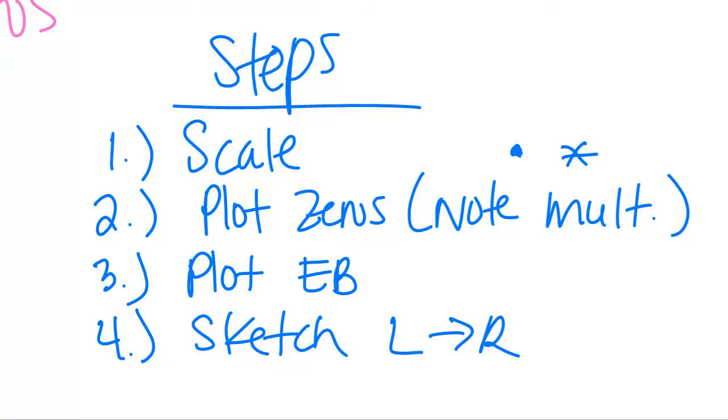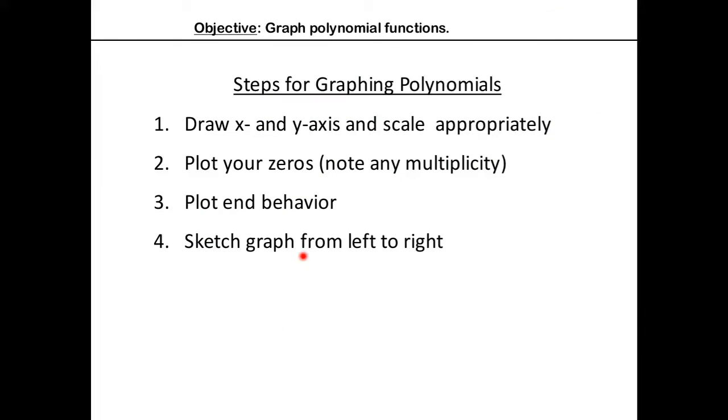All right, so let's look at our first example. The steps are here, but again, they're not on your paper, which is why I wanted you guys to copy them. But steps for graphing: first, the x and y axis are already drawn, you just have to put your scale on it. Step two, plot your zeros, note any multiplicity. Step three, you want to put arrows for your end behaviors. And then step four, sketch the graph from left to right.